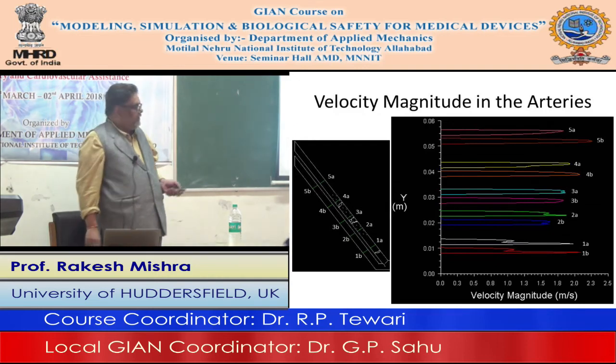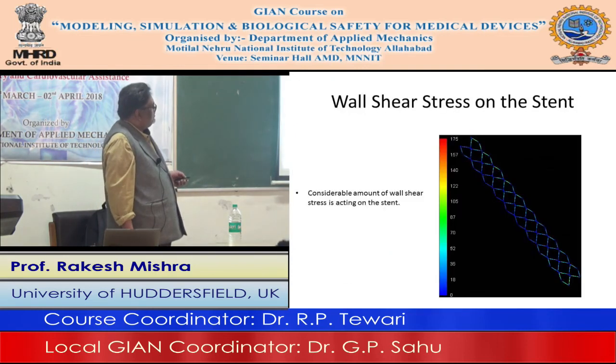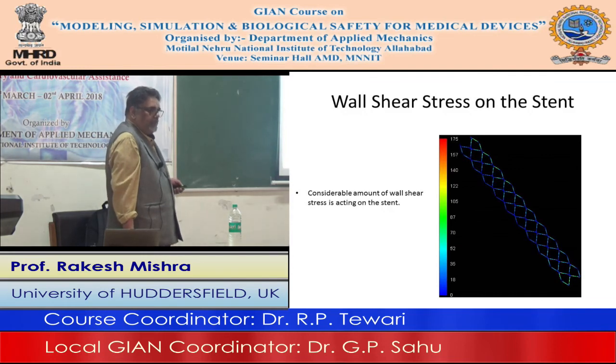And then we calculated wall shear stress on the stent. As you can see, different parts of the stent have different wall shear stress, obviously, because velocities will be different. There are some areas where wall shear stress is high, some areas where it is low. Where wall shear stress is very, very low are the regions where plaque formation can take place.